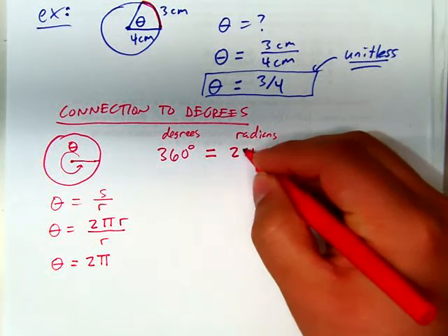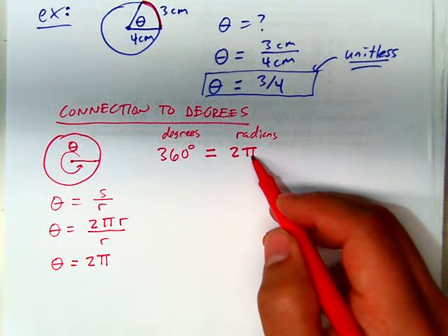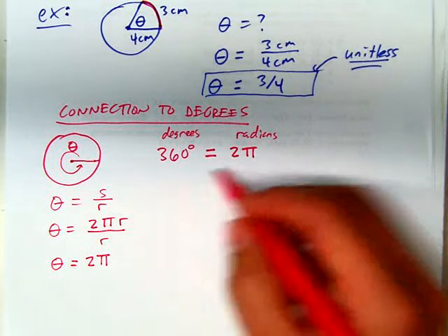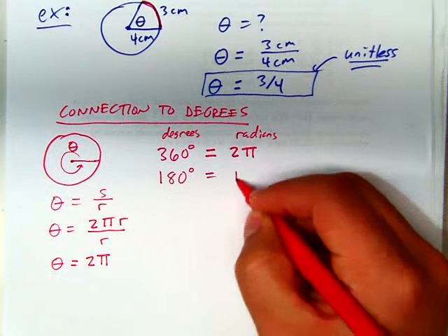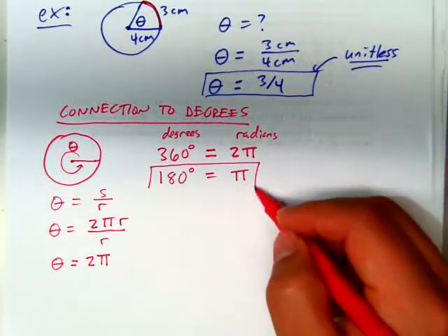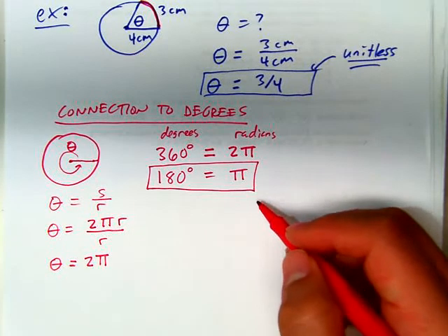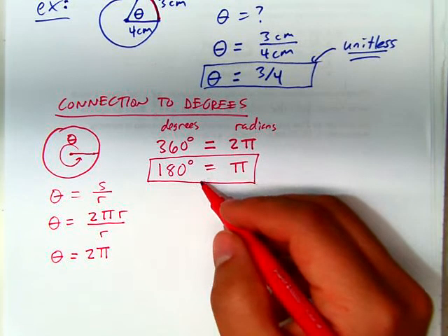And you're going to memorize these, by the way. 360 degrees is the same as 2 pi radians. And if you cut this in half, you get the conversion that 180 degrees is equal to pi radians. This is probably the most important one for you to know right now, because we'll utilize this in a little bit. But you can get pretty much any connection that you need.